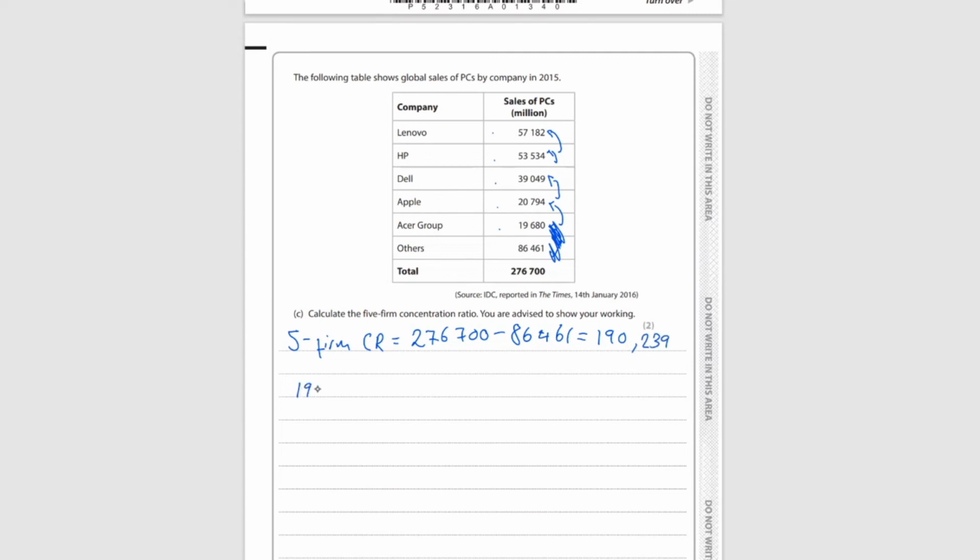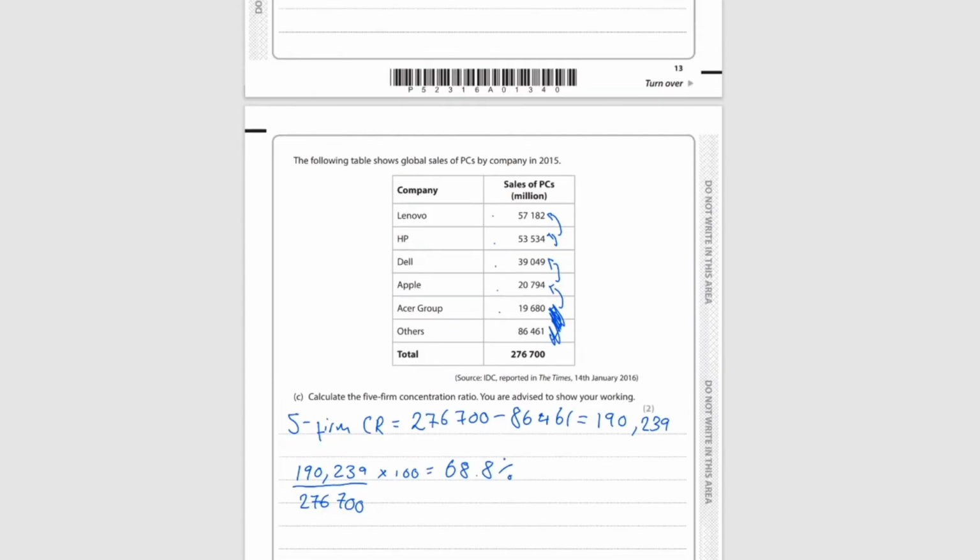Okay, then what I do is I take that 190,239 and I divide it by the total, which is 276,700, and then multiply by 100. 190,239 divided by 276,700 is equal to 0.687, and then you times by 100, and then I check if there's any requirements. Advise to show your working. Okay, I've shown my working, so I'm going to put it to 1 decimal place, which would be 68.8%. All right, thank you very much.